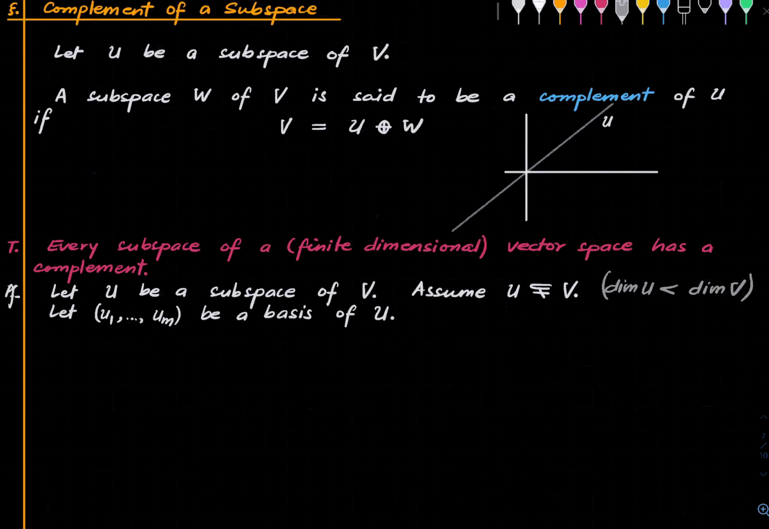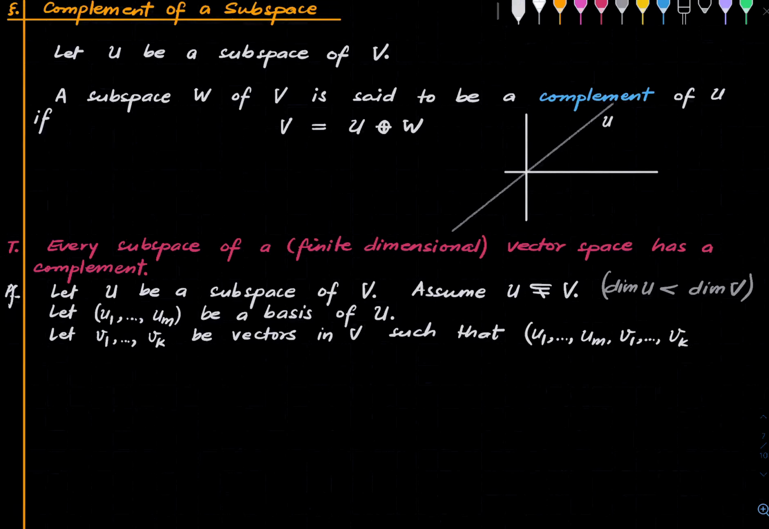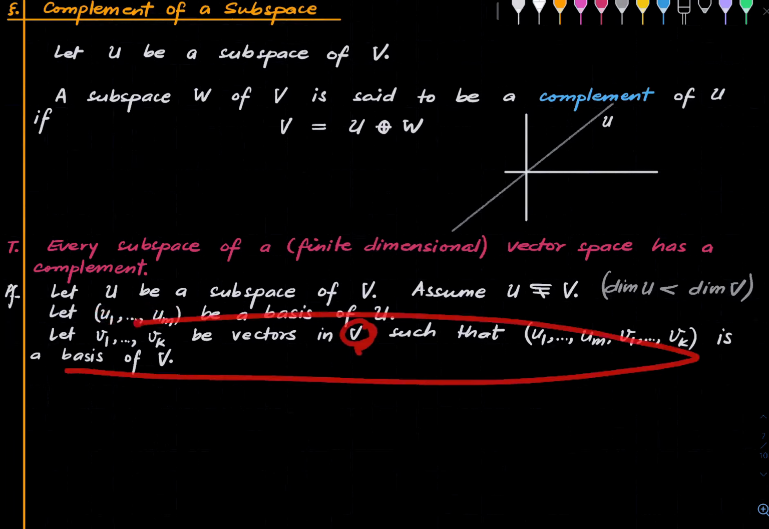Okay, so fix a basis of U, u1 up to um. Now by the extension theorem, we can find k vectors in V such that the appended list is a basis of V. Why can we do this? Any list of linearly independent vectors can be extended to a basis, and a basis of U is after all a linearly independent list of vectors in the vector space V. So we can do this.